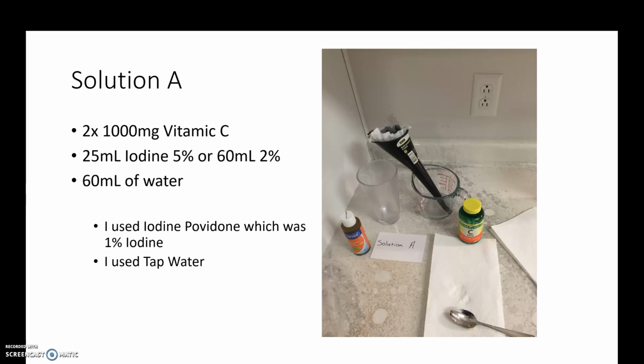For solution A, we have two 1000 milligram vitamin C tablets, 25 milliliters of 5% iodine or 6 milliliters of 2% iodine, and then 60 milliliters of water. The only thing I could find was iodine povidone, which is 1% iodine, and I also used tap water. I didn't have distilled water with me.